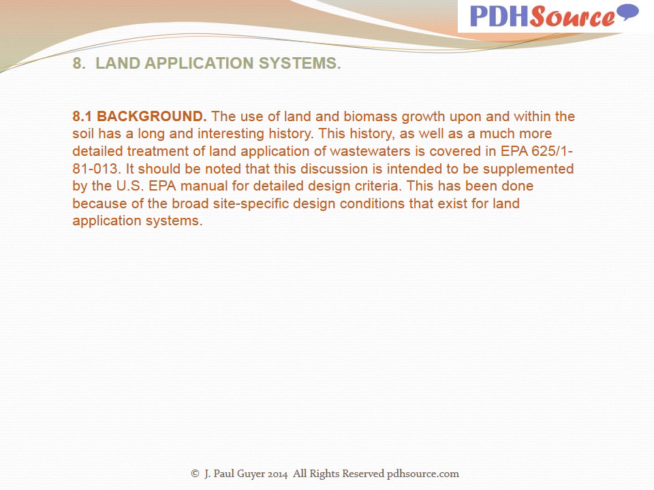The next advanced wastewater treatment methodology that we will look at is land application systems. The use of land and biomass growth upon and within the soil has a long and interesting history. This history, as well as much more detailed treatment of land application of wastewaters, is covered in the appropriate EPA publications. It should be noted that this discussion is intended to be supplemented by the U.S. EPA Manual for Detailed Design Criteria. This has been done because of the broad site-specific design considerations that exist for land application systems.